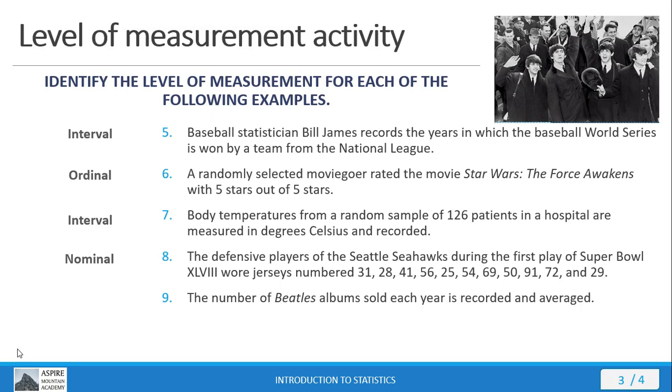And now last but certainly not least, the number of Beatles albums sold each year is recorded and averaged. Well, this is ratio. The numbers of albums sold are definitely quantitative data. We have a natural 0 point. I mean, 0 albums sold means you're not bringing in any money. And the differences between data values are meaningful. That makes this the ratio level of measurement.